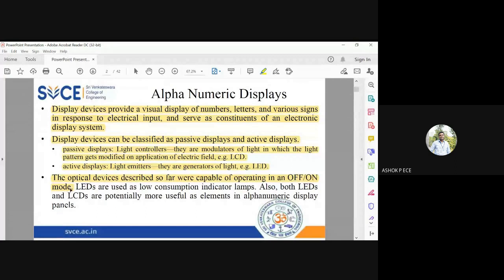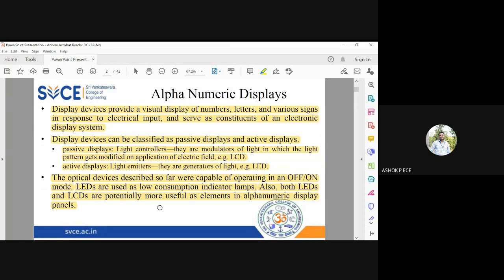LEDs are mostly used because they consume very little power, and nowadays LEDs and LCDs are visibly seen in all the display devices where we have alphanumeric panels. Compared to LCD, even more popularity is given to LEDs, and we have organic LEDs, OLED, and quantum LED. The technology is growing in such a way that we are trying to optimize the use of LED as a potential display device.